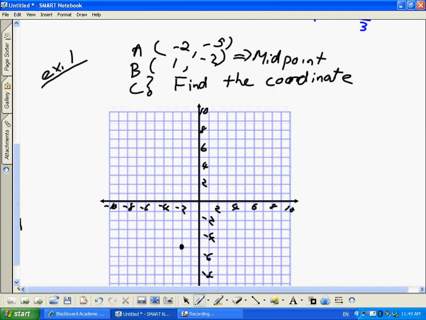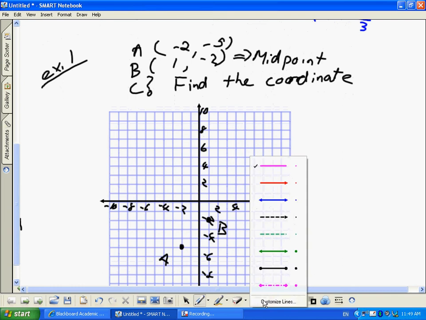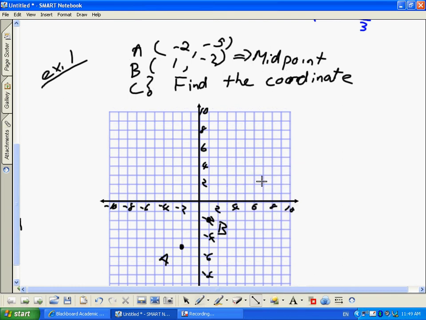Here's our A, and our midpoint is B at 1, -2. There's our B. That's our midpoint. So we have some line going like this. I just don't know where it's going to end. It could be out here. It could be down here. Trying to figure it out. Okay? We have to find where point C is.